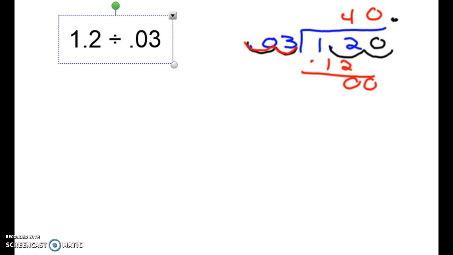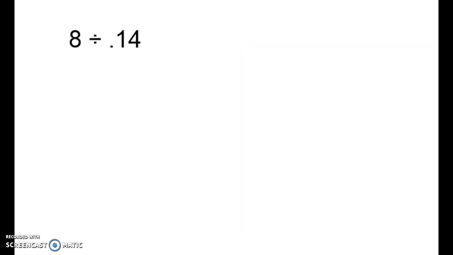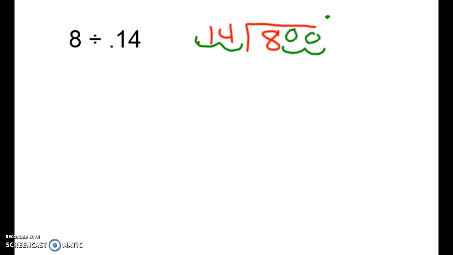Let's try one more example. So we have 8 divided by 0.14, so 8 is on the inside, because that came first. 0.14 is on the outside. I'm going to move my decimal over as close to the house as possible. Move it over here, bring it straight up, fill in zeros. That's always your first step when you're dividing.